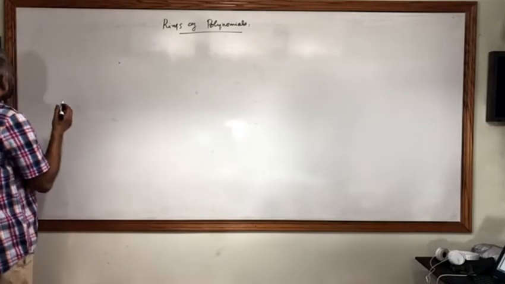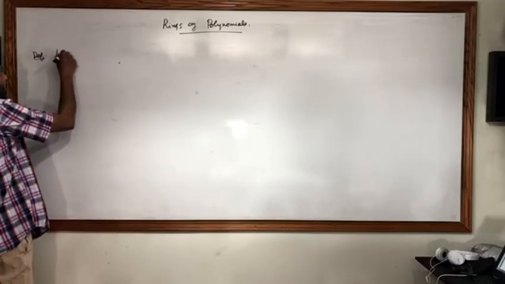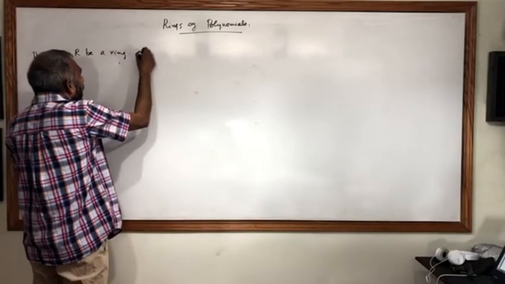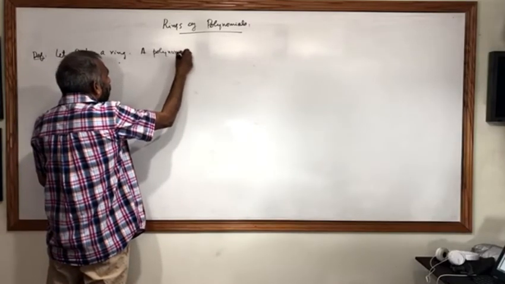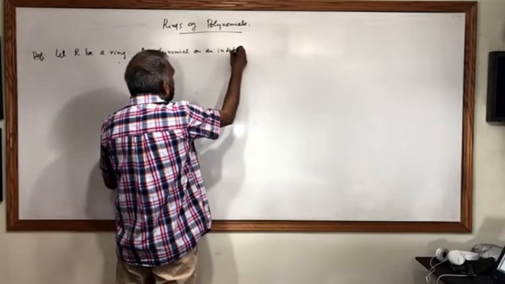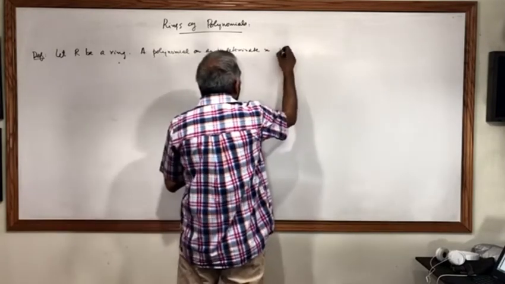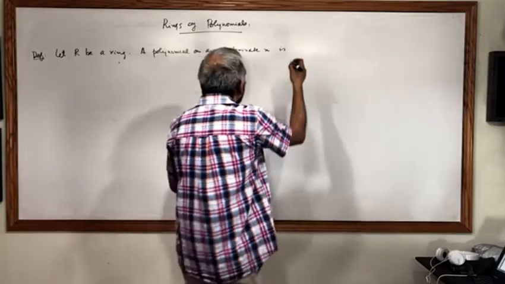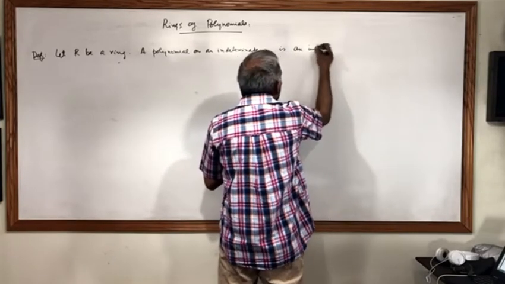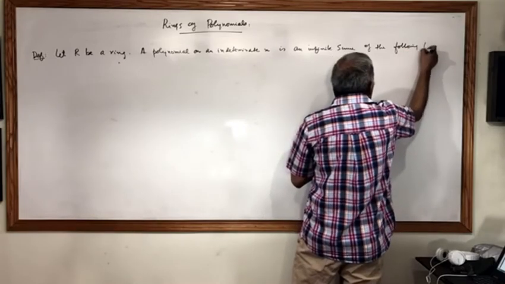Now let us define a polynomial over a ring. Let R be a ring. A polynomial on an indeterminate x is an infinite sum of the following form.